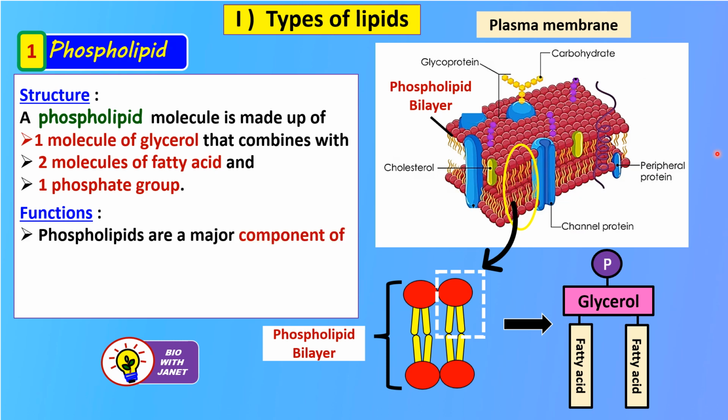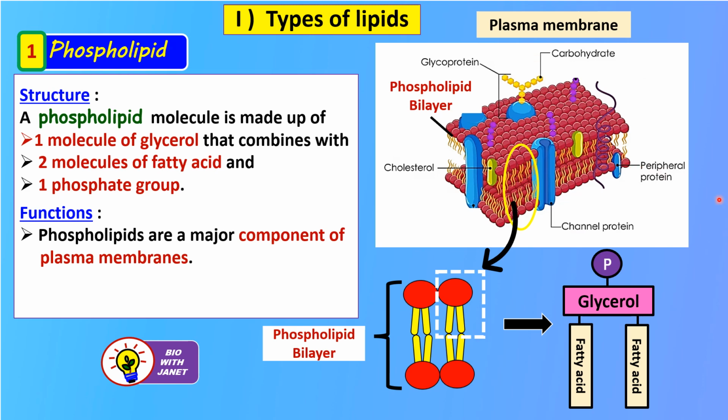Functions. Phospholipids are a major component of the plasma membranes, as seen here. So we can see that the plasma membrane is made up of two layers of phospholipid with the tails facing each other, right? That's why it's called a phospholipid bilayer. There are two layers of phospholipid molecules. And here we see the cross section showing you the phospholipid molecule. So each phospholipid molecule has a hydrophilic head and two hydrophobic tails, as discussed in chapter 3. Let's find out more.